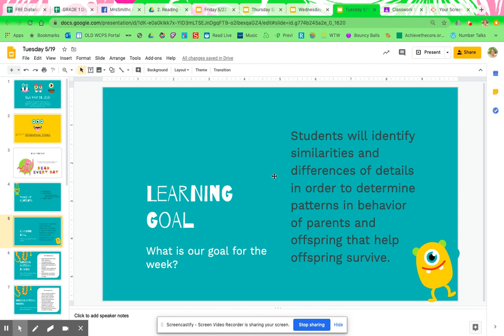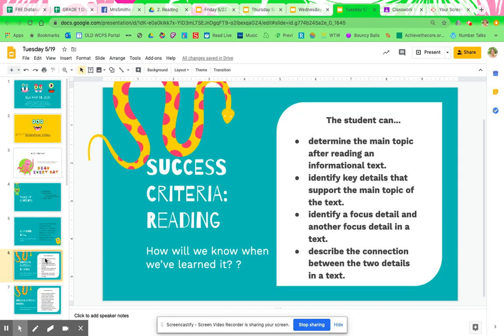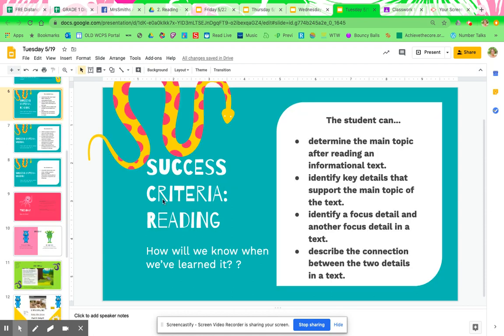All right, here is your learning goal. Let's read it together. Students will identify similarities and differences of details in order to determine patterns in behavior of parents and offspring that help offspring survive. All right, let's look at our success criteria.